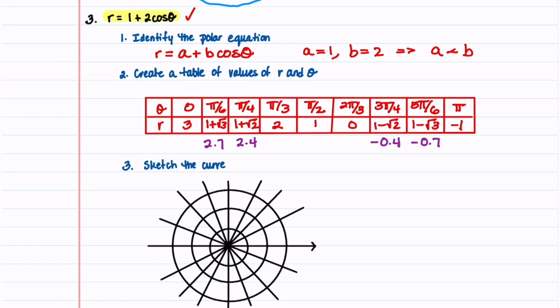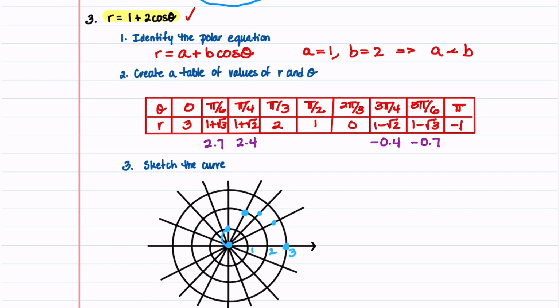Our values of r go from 0 to 3. So let's let this be 1, 2, 3. When theta is equal to 0, r is equal to 3. At pi over 6, we have 2.7. At pi over 4, we have 2.4. And then at pi over 3, we have 2. At pi over 2, we have 1. At 2 pi over 3, we're back to 0. So let's go ahead and put in that part of the curve right there. So we know we're going from that point to that point.